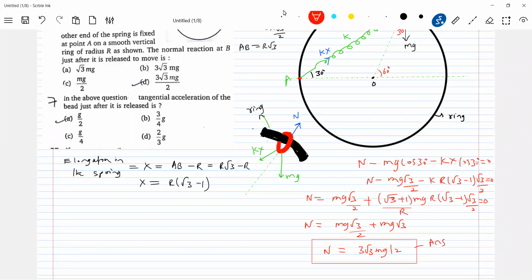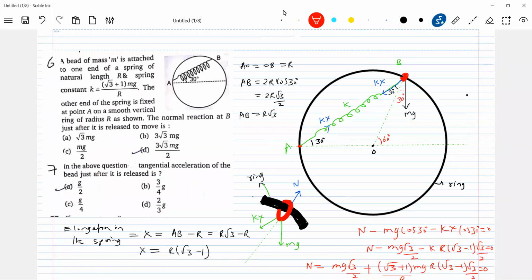Now, the tangential acceleration of the bead just after it is released from rest. Is there any tangential acceleration? Yes, there will be tangential acceleration. What direction will it be directed? It will be like this. Which forces will set up tangential acceleration? Normal contact. How? The normal contact will act along the diameter of the ring, so the component of it along the tangential will be 0.